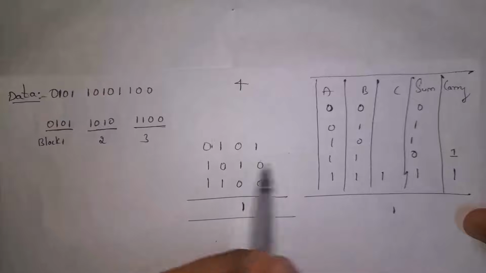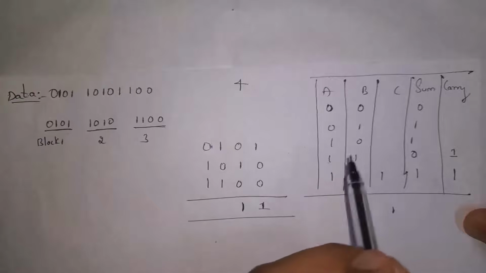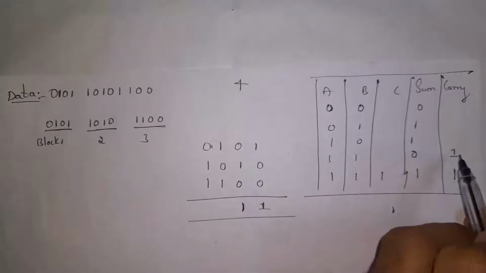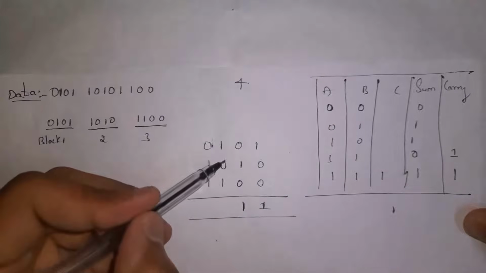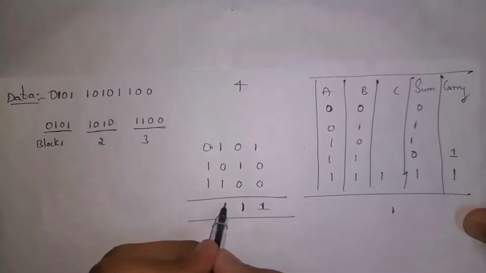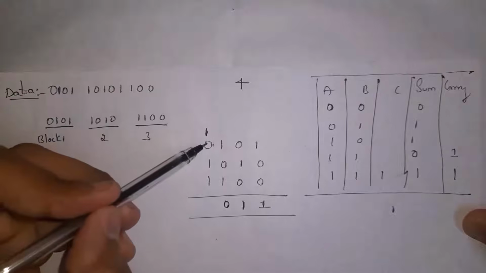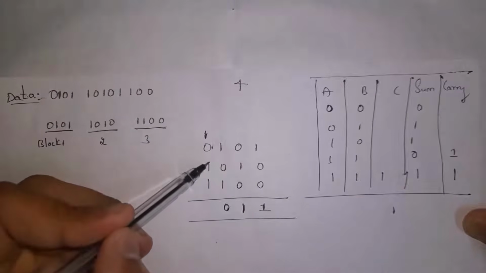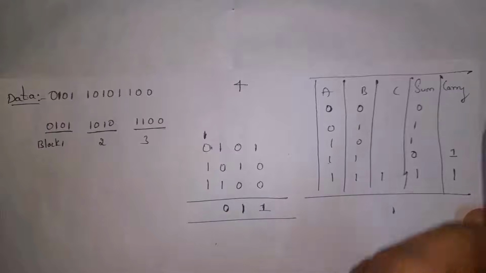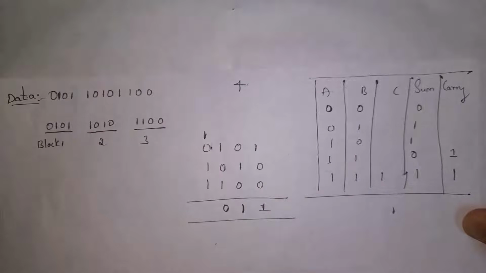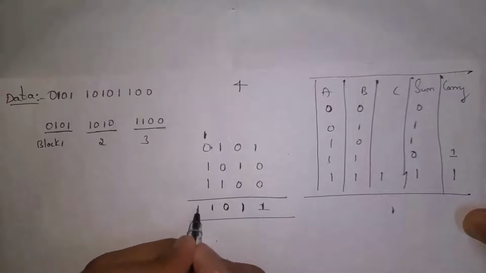If you observe here, there are 2 ones. If there are 2 ones, then the sum is 0 and the carry is 1. So 1 plus 0 plus 1 is nothing but 0, and 1 is the carry. And similarly again, 1 plus 0 plus 1 plus 1. In total there are 3 ones. If there are 3 ones, then the sum is 1 and the carry is 1. So the sum is 1 and the carry is also 1.